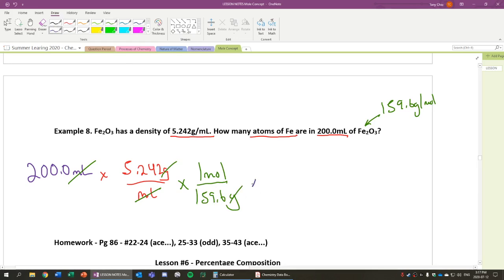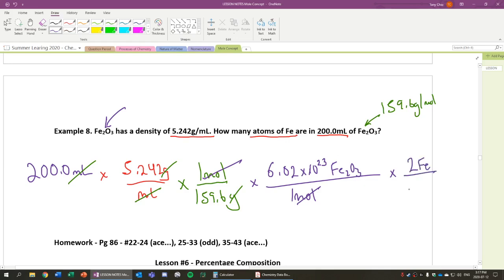My next step now is that I need to get to the number of molecules of Fe2O3. How many molecules are there? Well, we know that per mole we have Avogadro's number of 6.02 times 10 to the 23 Fe2O3 over 1 mole. That will cancel my moles. My last step is, how many Fe atoms are in one molecule of Fe2O3? And there are 2 Fe's per 1 Fe2O3. And that will cancel out my Fe2O3.